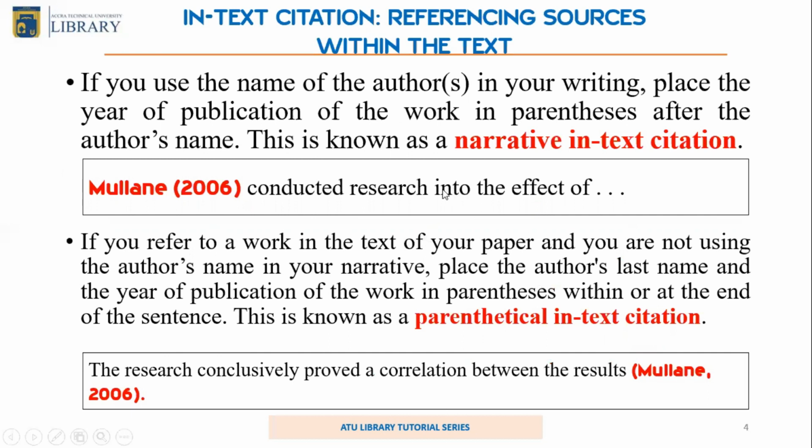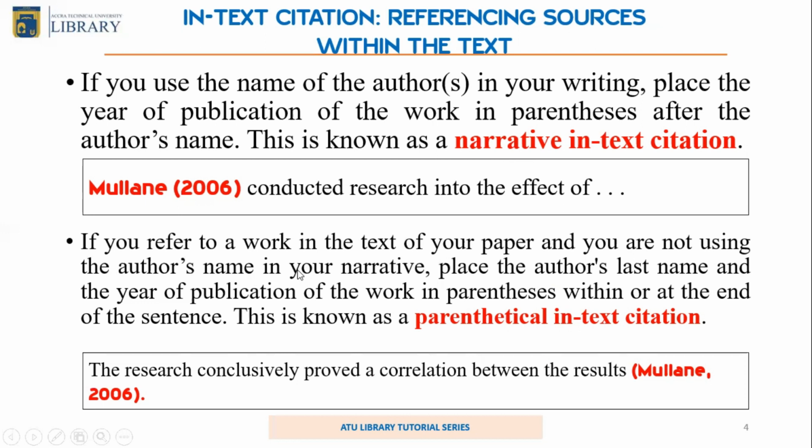So with this example over here, if you are using an author's name, or if you want to state a fact and you want to acknowledge the person that fact is coming from, and you put the author's name at the beginning of the statement, and we have the year in brackets, in this form, we call it the narrative in-text citation. So we have Mullen 2006 conducted a research into the effect of. So what you have here is in-text citation, but because it's starting the statement, we call it the narrative type.